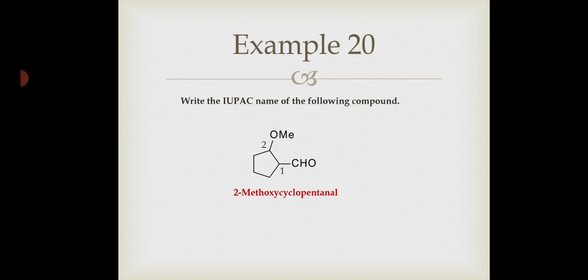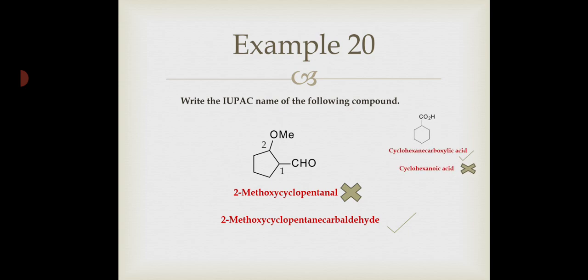Methoxy and cyclopentanal indicate that the compound has 6 carbons, but actually the compound has 7 carbons. So the name of the compound will be 2-methoxycyclopentane carbaldehyde, just as cyclohexane carboxylic acid and not cyclohexanoic acid in example 14.